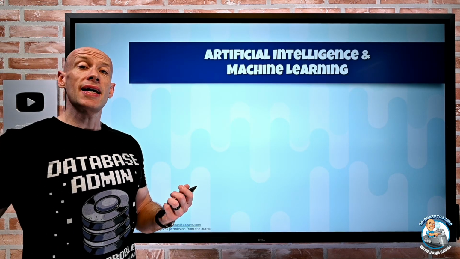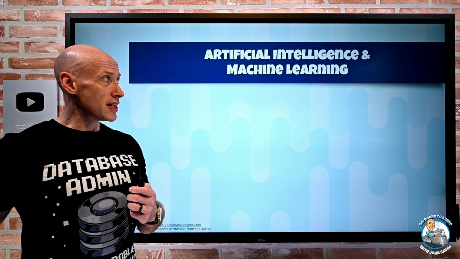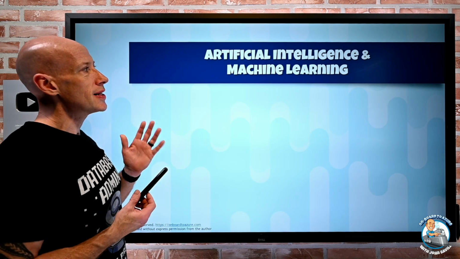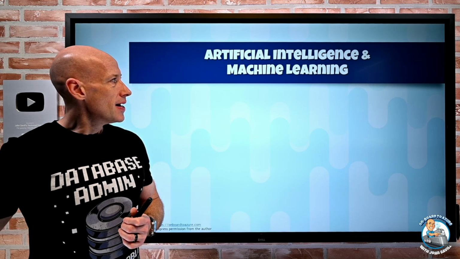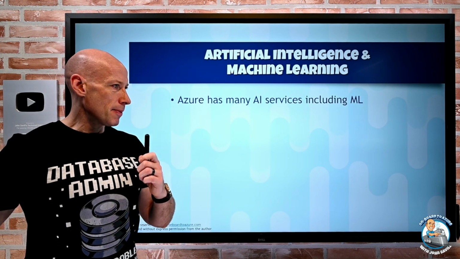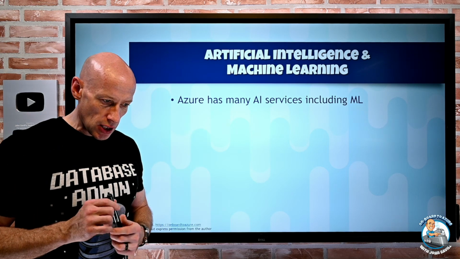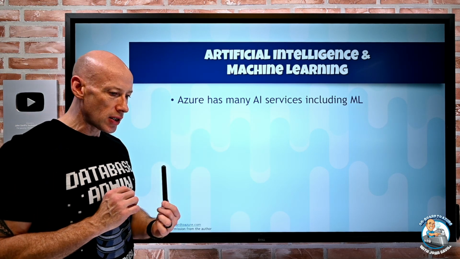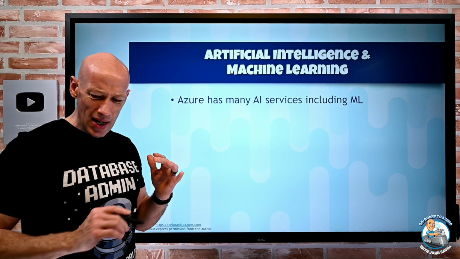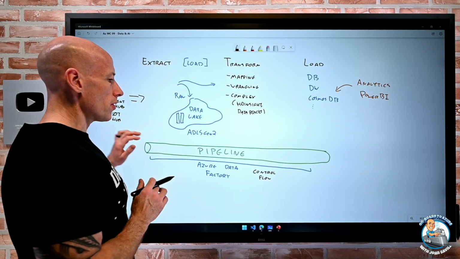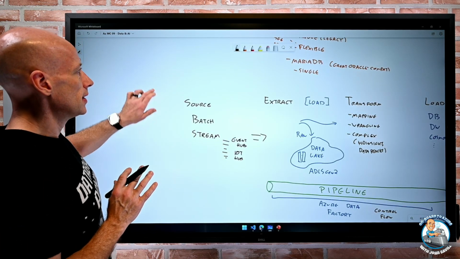So that was the database side. I wanted to finish by talking about artificial intelligence and machine learning. When we think about these, Azure has a whole number of different services around AI, including machine learning. And when I think about what these are, just at a higher level first, let's go over here.